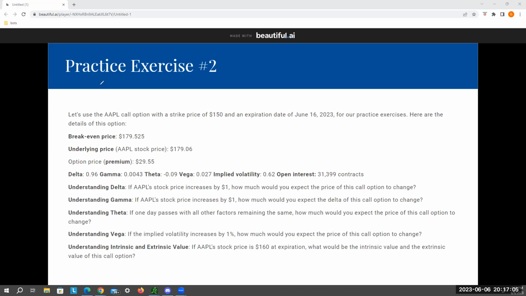How much is that? $2,955. Your delta is 0.96. Your gamma is 0.043. Your theta is 0.09. Your Vega is 0.027. Your IV is 0.62. And your OI, which doesn't matter in this situation, is 31,399 contracts. Understanding delta, if Apple's stock price increases by $1, how much would you expect the price of this call option to change?